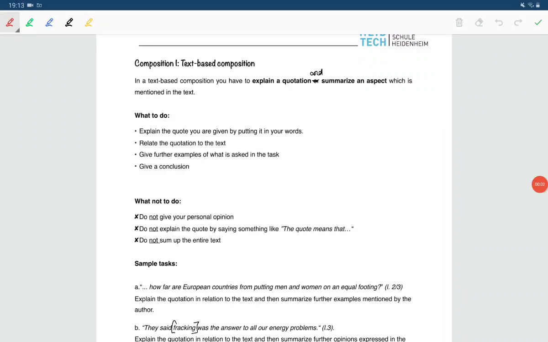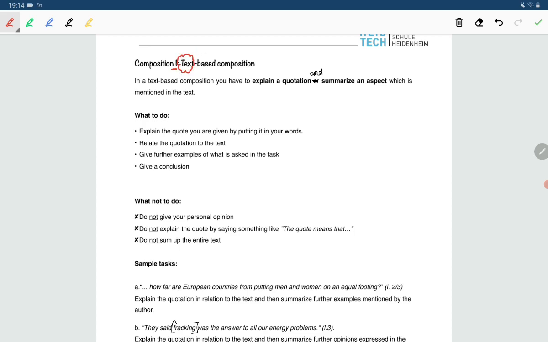Hello everybody, today I'm going to explain how a text-based composition works. However, you can see there is written composition 1. That means there's also a second type, which will be the free composition, but this is about the text-based composition. Now, the term already suggests that the basis is another text.